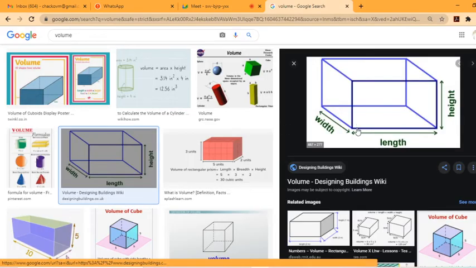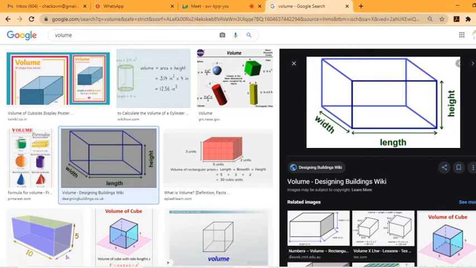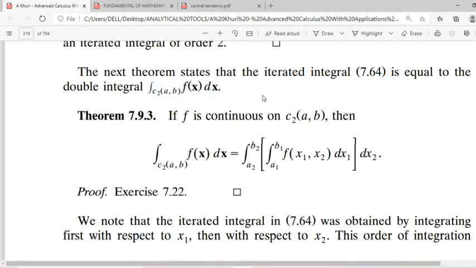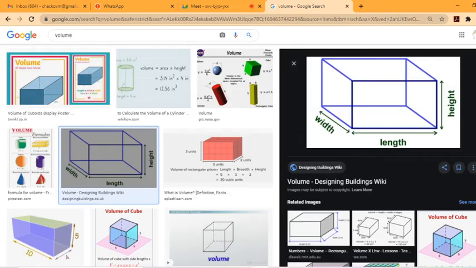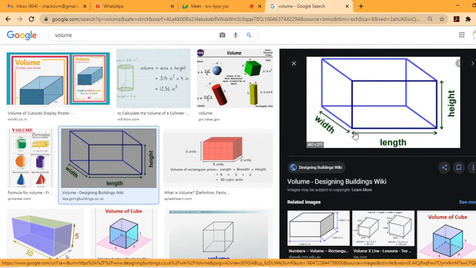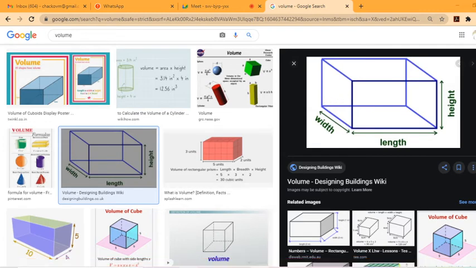But in the case of iterated integration, what happens? We integrate f with respect to the x-axis. That means when we come to the figure, we integrate this function with respect to the x-axis. That means we are computing the area of this part, and then we integrate with respect to the y-axis. I will show you, then only you can understand the concept.